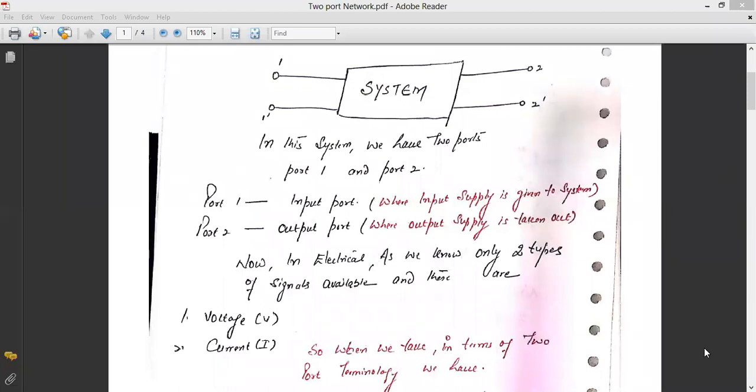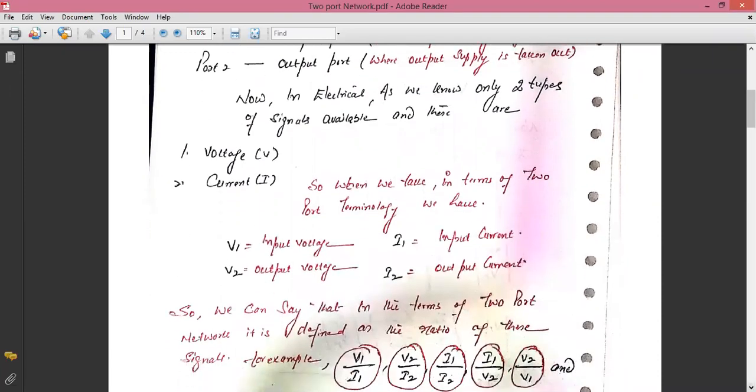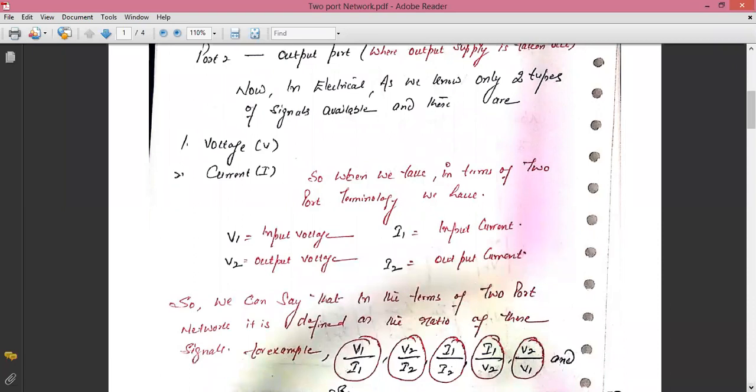So what do we mean by this network, two-port network? Two-port network, we can say, is defined as the ratio of these signals. For example, if we have V1 upon I1, V2 upon I2, I1 upon I2, I1 upon V2, V2 by V1 and so on.